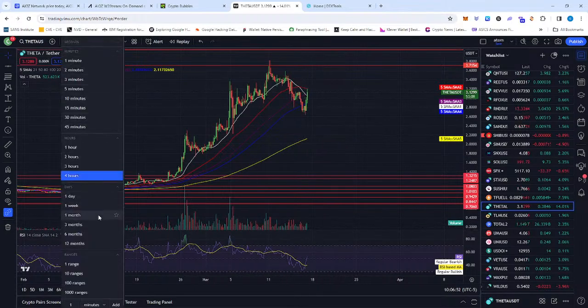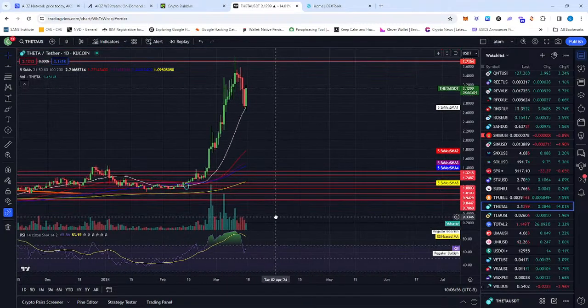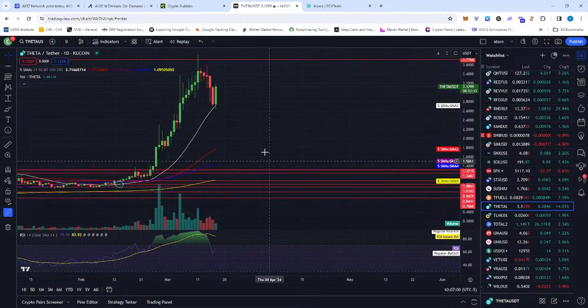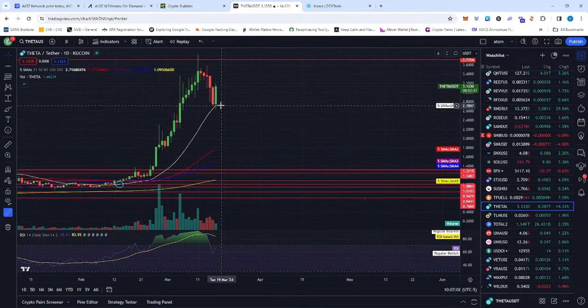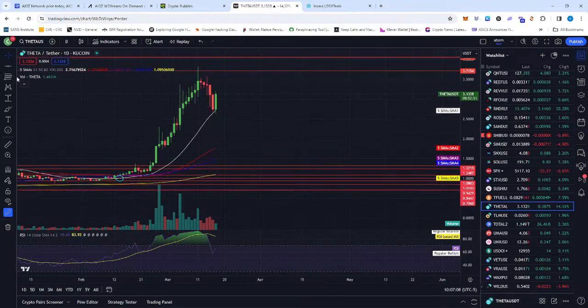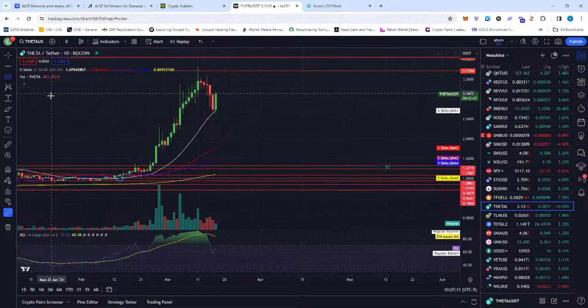Let's go look at the daily on that. All right, so on the daily, the volume's not that much, so it may fall back a little bit more. It may fall back down to this 21, down to $2.72. You have to do the Fibonacci on that and see. Let's start at this low.